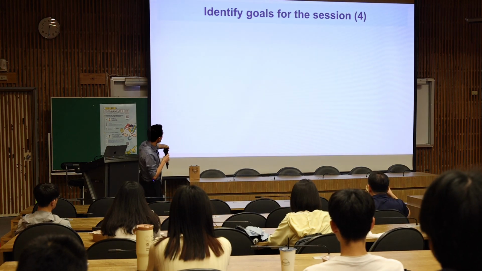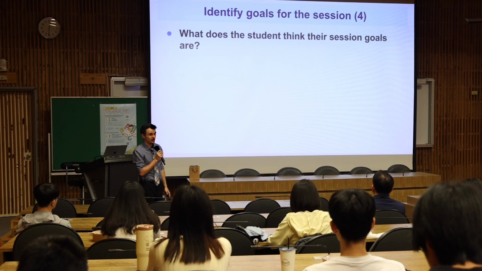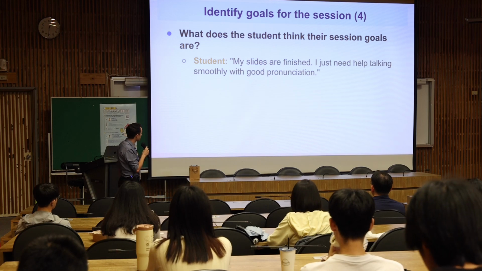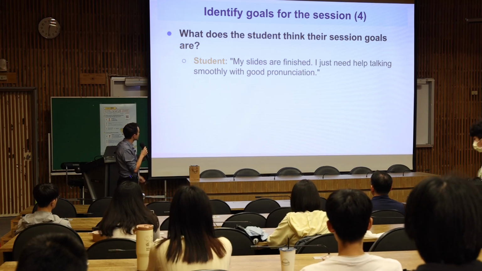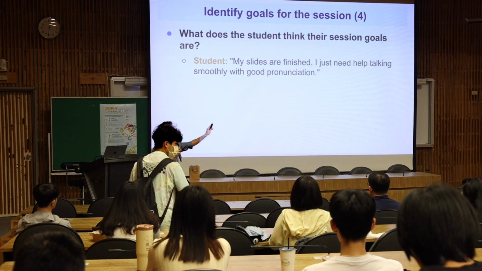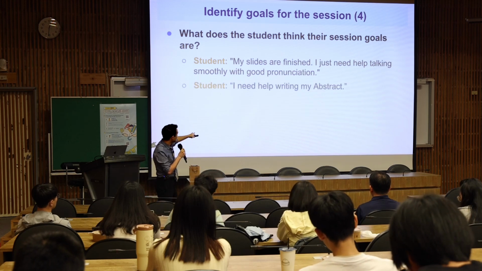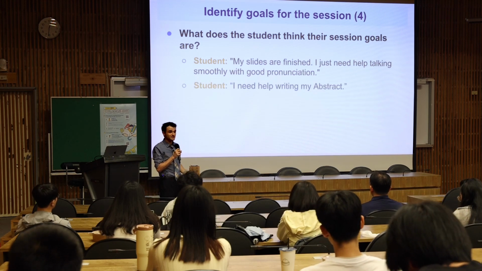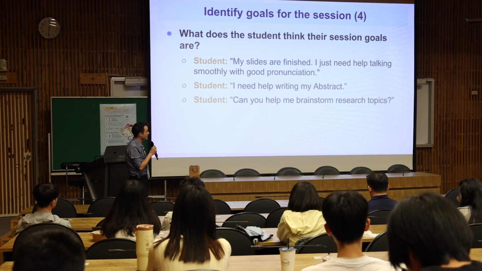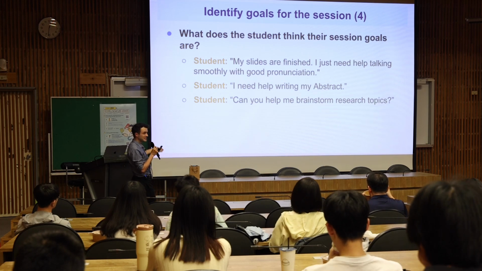Identifying goals, number 4: what does the student think their session goals are? Student: my slides are finished, I just need help talking smoothly with good pronunciation. I hear this all the time. Oh, no, my slides are okay, I just need help talking. Student: I need help writing my abstract. Okay, that's very specific. Nice. Student: can you help me brainstorm research topics? This is a good student. They know what they need.